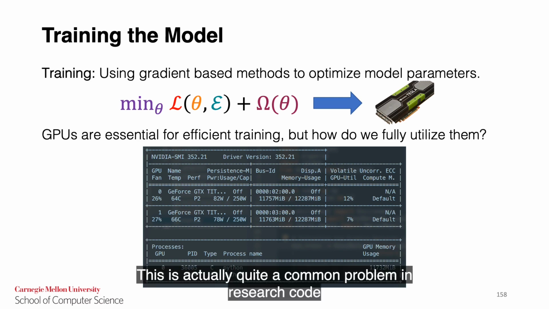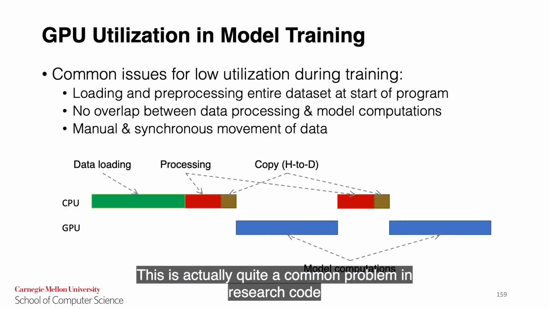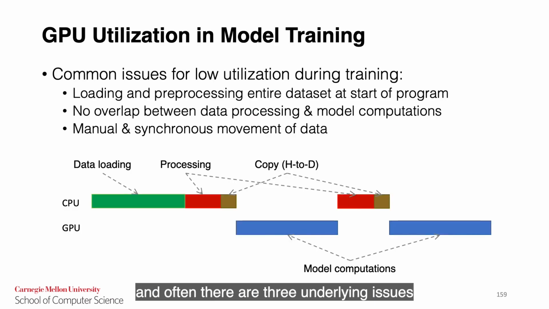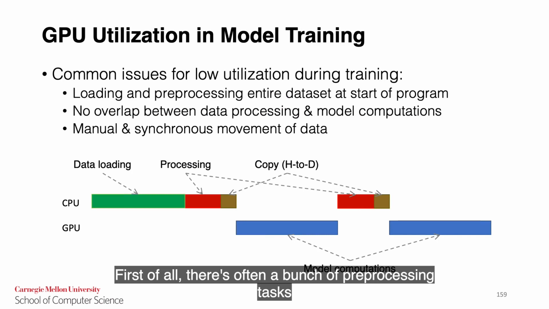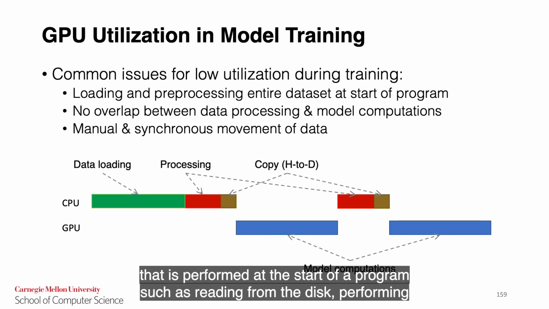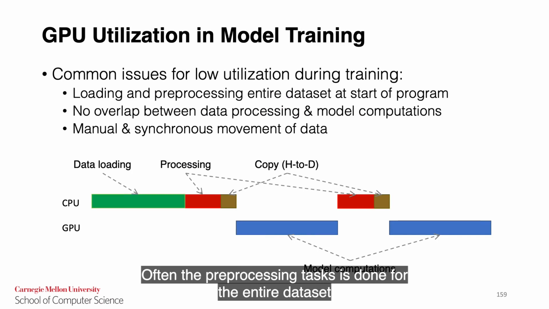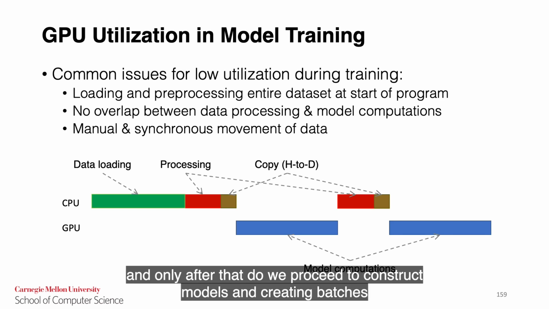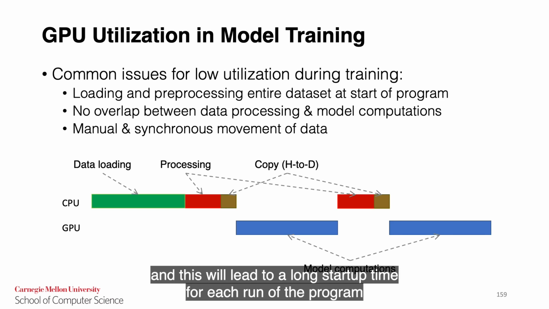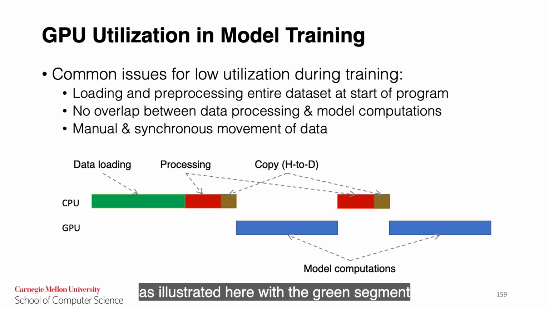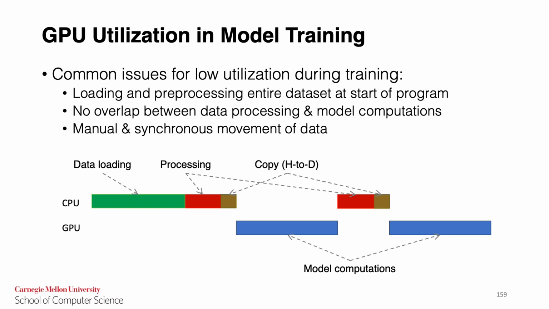This is actually quite a common problem in research code, and often there are three underlying issues. First of all, there's often a bunch of pre-processing tasks that is performed at the start of a program, such as reading from the disk, performing tokenization, and maybe converting tokens into IDs. Often the pre-processing is done for the entire dataset, and only after that do we proceed to construct models and create batches. This leads to a long startup time for each round of the program, as illustrated here with the green segment.